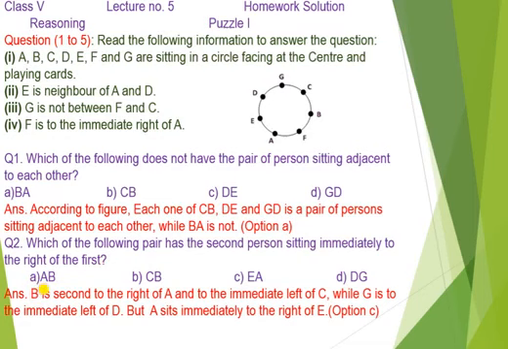Option A: A and B. Option B: C and B. Option C: E and A. Option D: D and G. B is the second to the right of A. B is the... look, from the right of A, look, where is B?